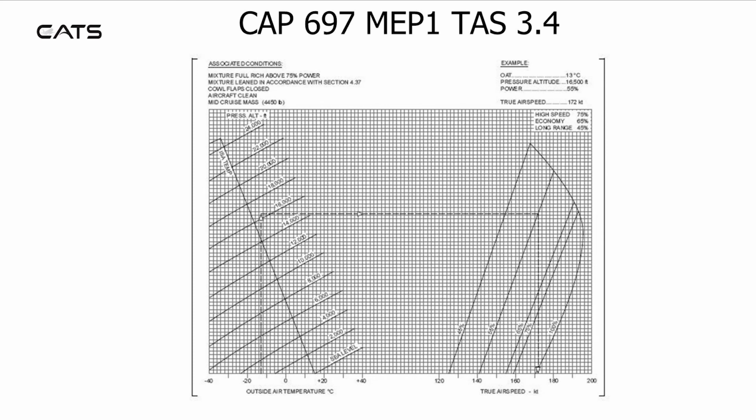Figure 3.4 is a graph simply to calculate true airspeed. Starting with an outside air temperature and cruising level, pressure altitude, go horizontally across to whichever power setting you're using and then drop down to read the true airspeed.